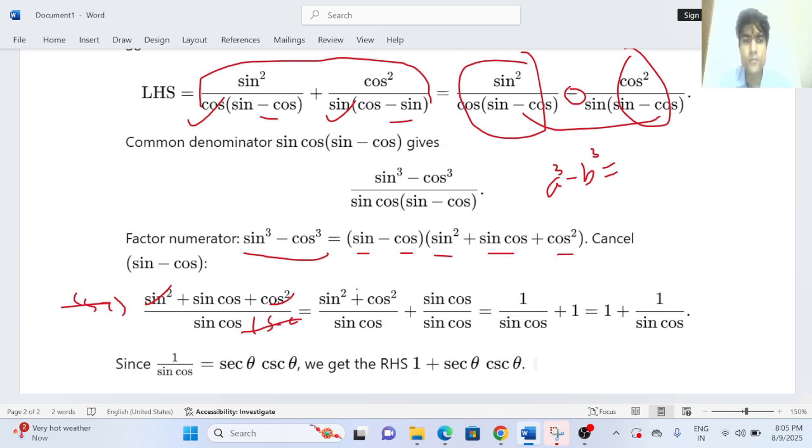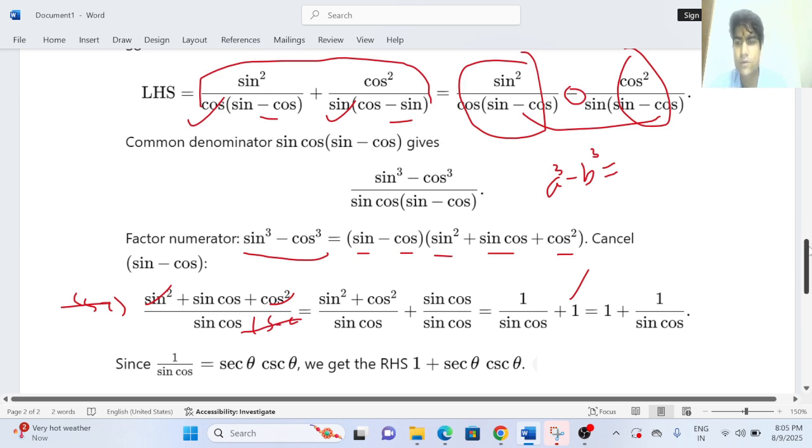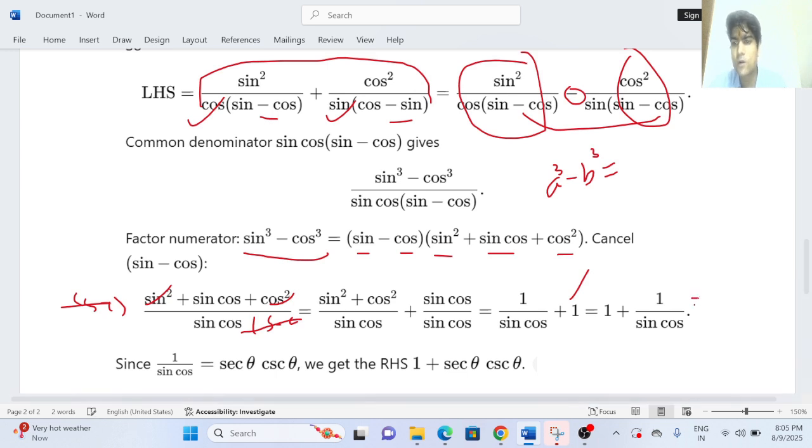So now if we move further, we get 1 by sine cos, and sine cos by sine cos is equal to 1. So we get 1 plus 1 by sine cos. I think this is what we were expected to find out in the question, right? Because we can change it according to the question. So 1 plus 1 by sine cos is equivalent to 1 plus, we change sine or cos with the reverse, that is cosec and sec.